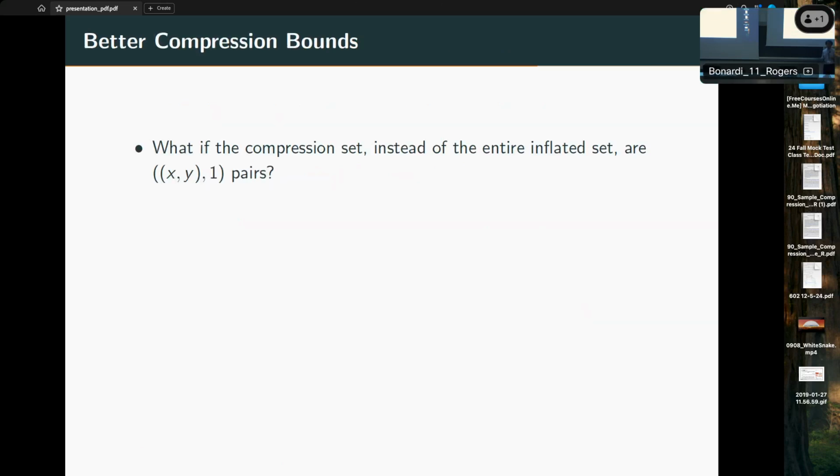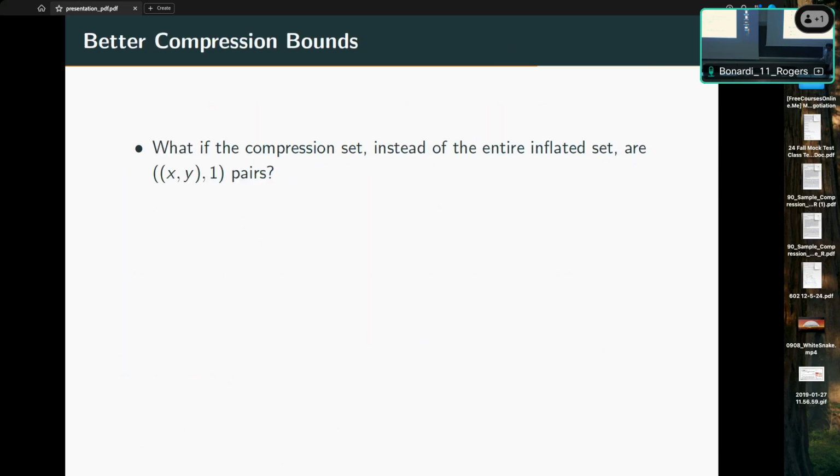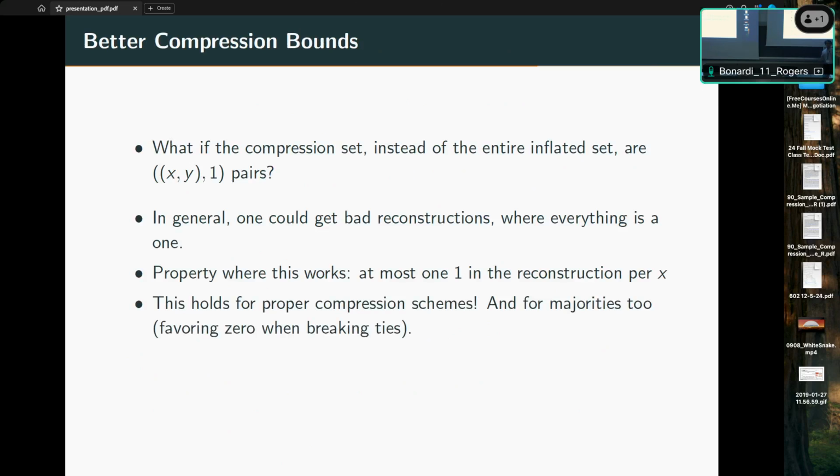And it's possible to get better compression bounds in certain settings. So remember earlier we inflated it to the entire data set and we took all x, y pairs and compressed those. But what if we only compress the x, y, 1 pairs? So maybe a compression scheme can take in these x, y, 1 pairs, compress them, reconstruct them. This doesn't work in general because there are no guarantees about the reconstruction. For a fixed x, there can be multiple different y's where the output is 1. But if you assume certain properties of the reconstruction such that it's proper, then it'll work because for any element in the class, for each x, it's going to be 1 for at most one y.